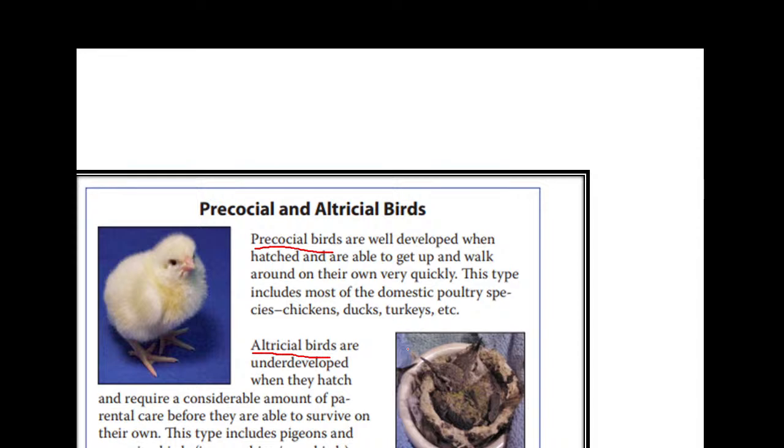At least a few of you might have seen this. They will have fully developed feathers on the body. They will be able to move just a few seconds after the hatching of the egg. Now altricial birds are underdeveloped, very fragile, and when you see them they look quite weak. Only after a few days will they become active.